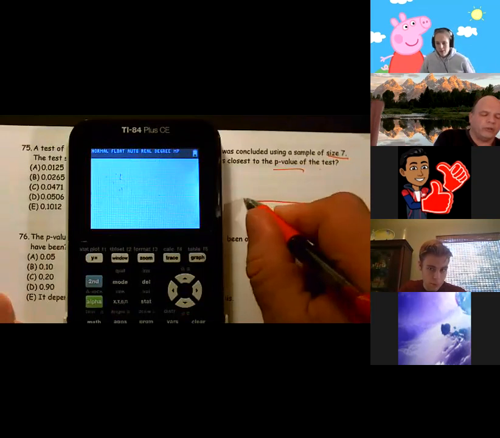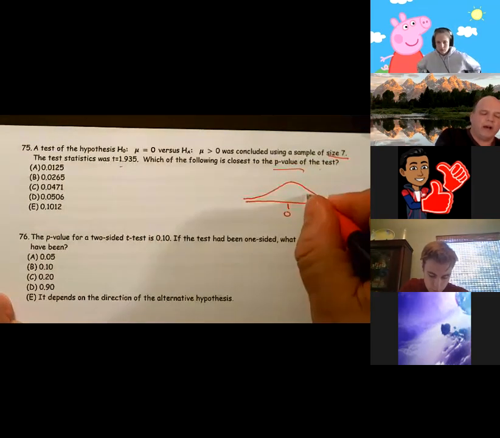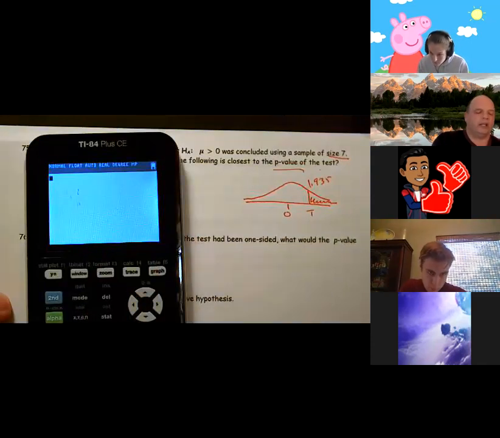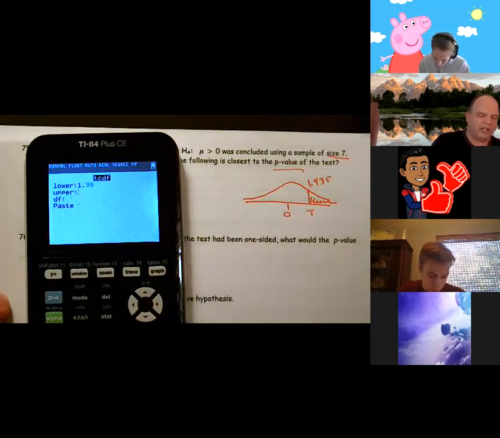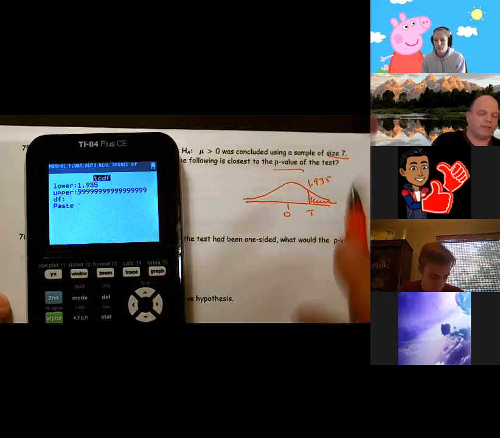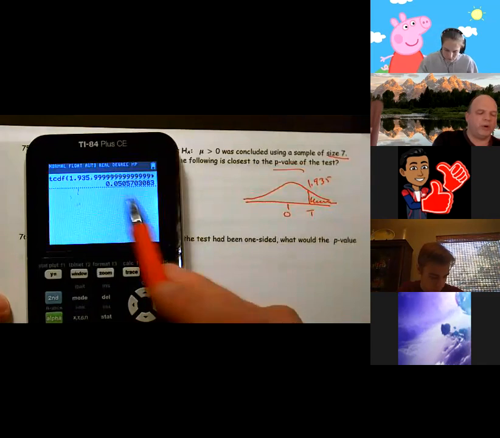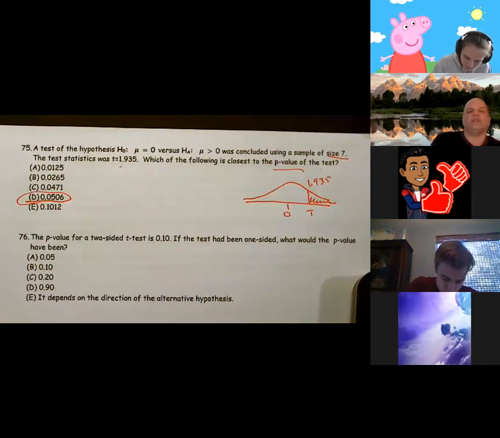So let's draw a picture of this. Let's just slow down. We know the t statistic is centered on 0. And we know 1.935 is our t value, and we know it's greater than. So let's go to a different part of the calculator. Second vars. TCDF. My lower bound, 1.935. My upper bound is infinity. My degrees of freedom, 7 minus 1, or just 6. And we end up getting 0.0505. Closest answer right there.